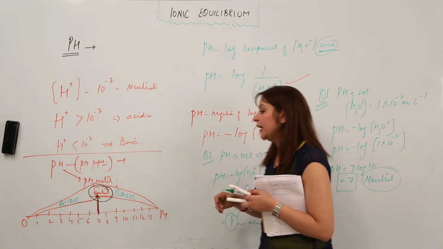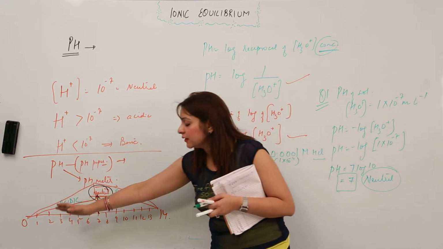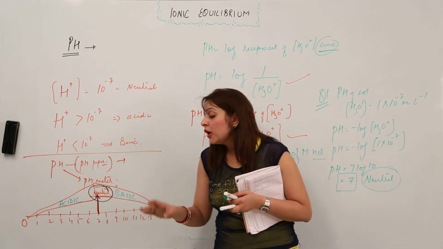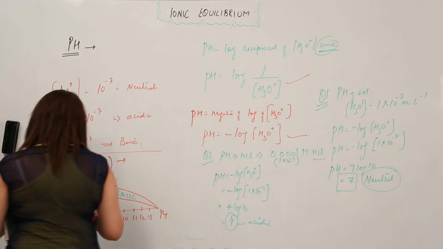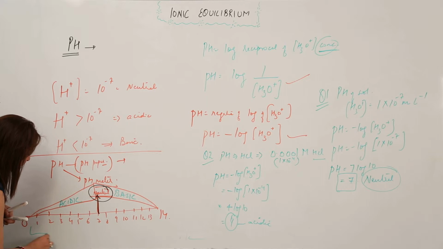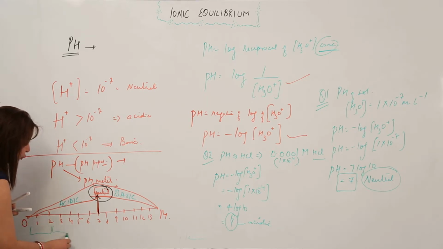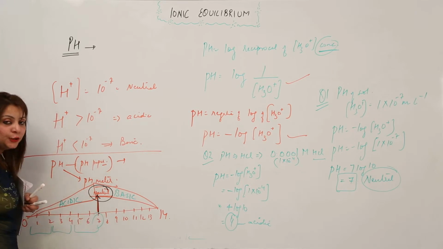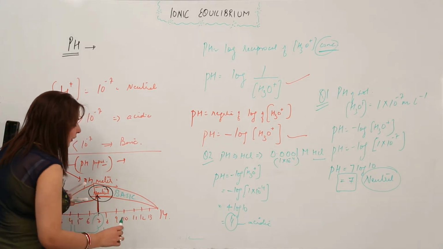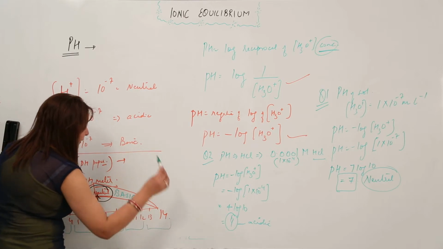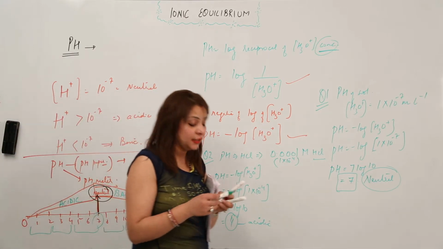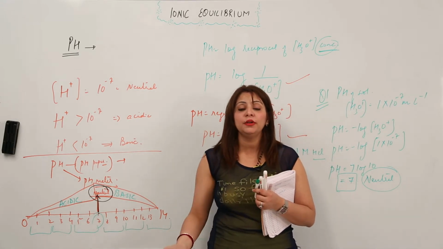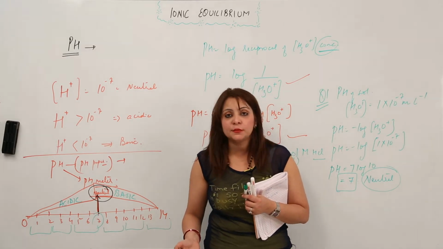So what I want to tell you is that we divide the 0 to 14 scale into acidic, basic and neutral values. A substance which has pH up to 2 is a strong acid, between 2 to 4 is moderately acidic, and the rest are weak acids. 7 is neutral, right? 8 onwards, they consider to be a weak base, moderate base and strong base. So this is how we can say how the given samples are more acidic or less acidic, or more basic or less basic.